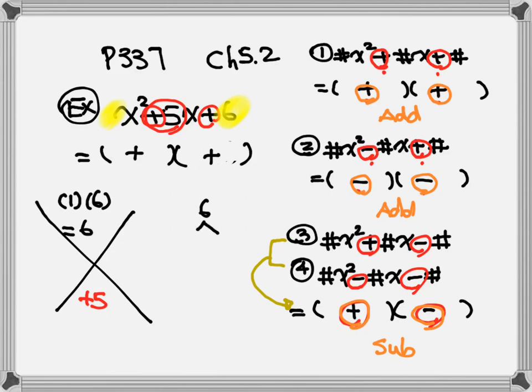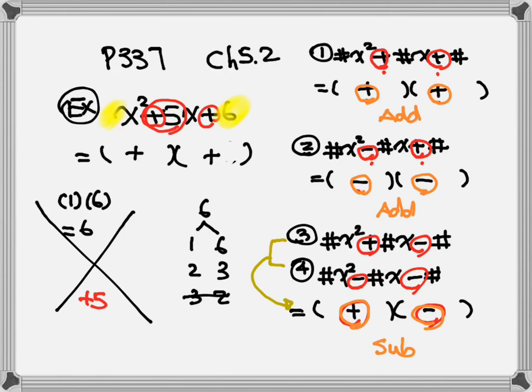I'm going to find out which 2 numbers multiply to give me 6. So I'm going to start with 1. 1 times 6 equal to 6. 2 times 3 equal to 6. 3 times 2 equal to 6. 2 times 3 and 3 times 2 are actually the same. So once they repeat, we stop. So we're going to stop at 2 times 3.